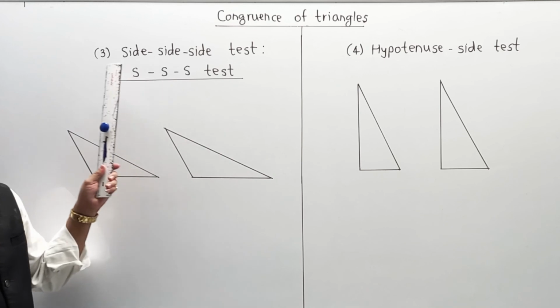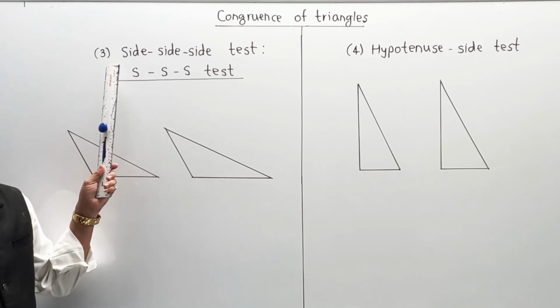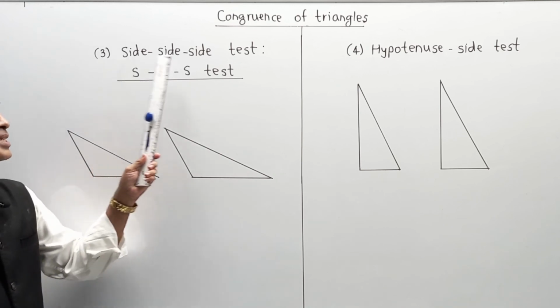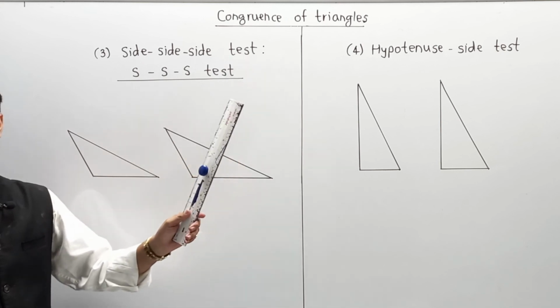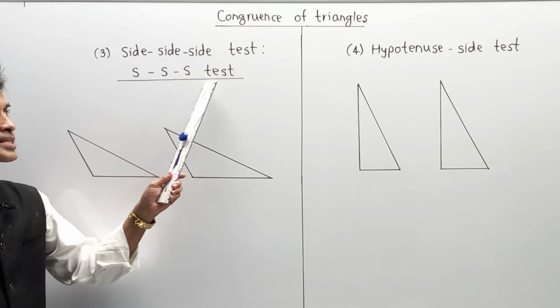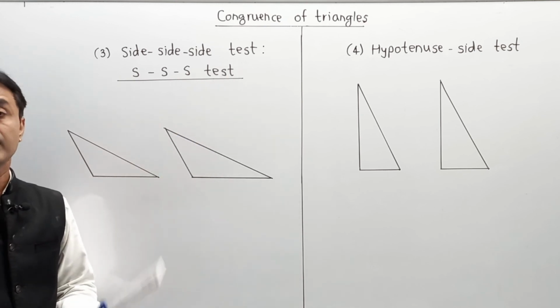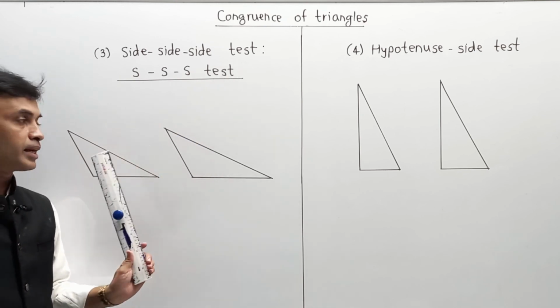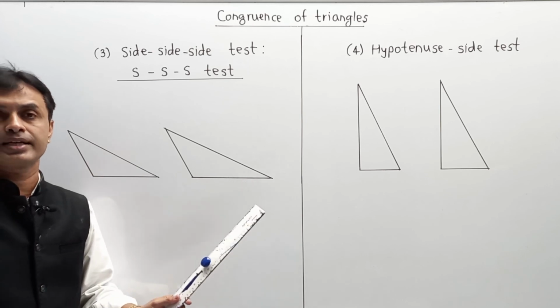Now student, we are going to observe the third test, that is called the side side side test of congruence. It is also written in short as the SSS test of congruence. Now what exactly does it mean? Let me show it with an example so you can easily understand.